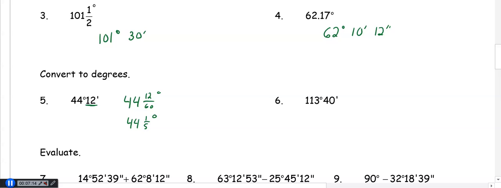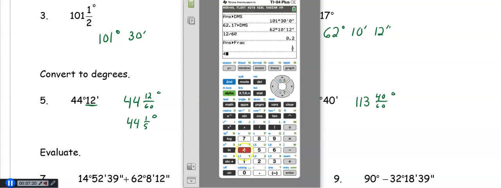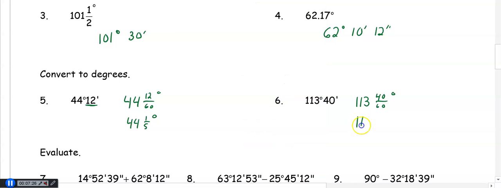We can do the same thing in number 6. So we have 113 degrees and 40 over 60 degrees. So we can do 40 divided by 60, math, enter, enter. That's 2/3. So we would have 113 and 2/3 degrees.